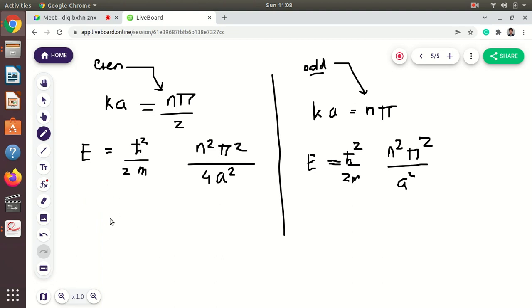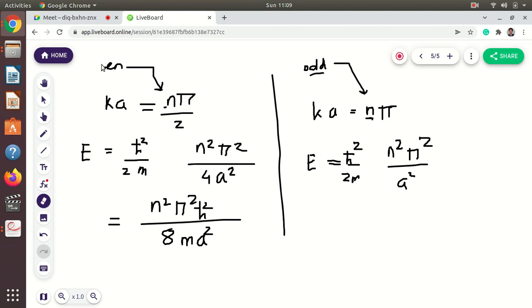So we are getting this equal to n square pi square h square upon 2 into 4 is 8 m a squared. So this is the same as we get in the previous case. Here also we get the same. The difference is that this is not n, this is even function and odd function.